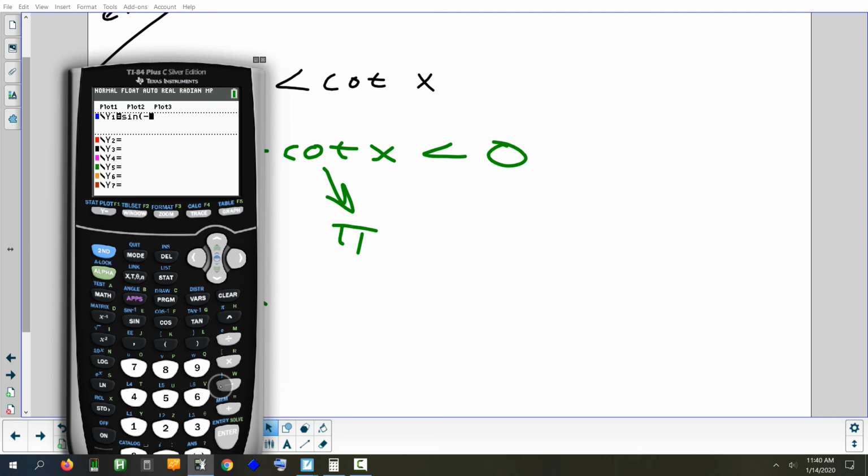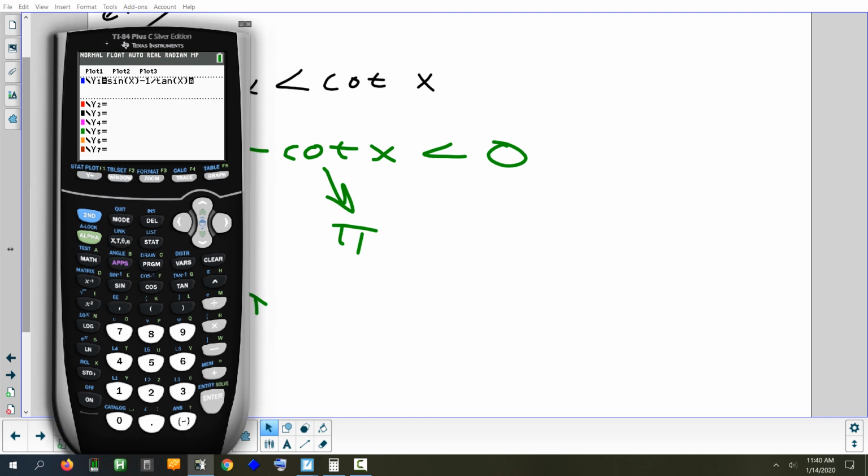So we've got sine minus. How do I type in cotangent? Yep, 1 over tangent. I'm just debating if I need a parenthesis around the 1 divided by tangent. It should do order of operations, should do the division first. Yeah, sure. Think it's going to be okay. Let's check our window. 0 to 2 pi looks good. So remember, we're looking for where the graph is under the x-axis.